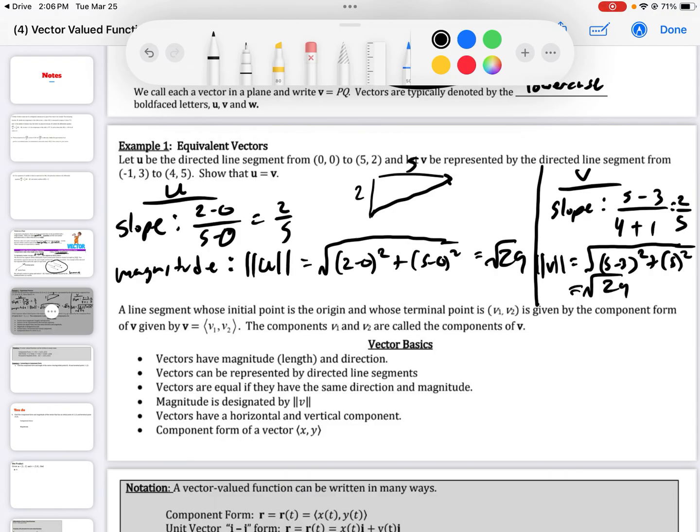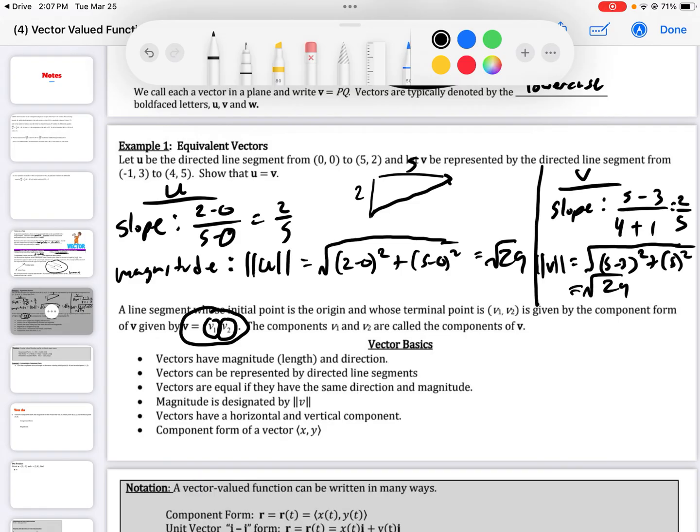Line segments whose initial point is the origin and whose terminal points are at (v1, v2) are given by the component form, which is what we're going to see a lot. The v will have these little pointy brackets. It's going to be component form. So v1 is the terminal x point, and v2 is the terminal y point. And when you graph a parametric equation, you're graphing all the terminal points. So that's something that I'll say again later, but I'll make sure I say it now.